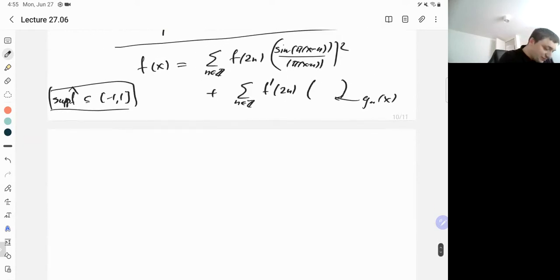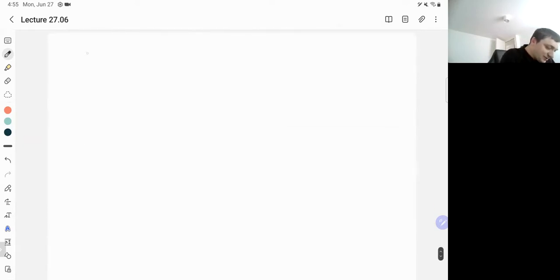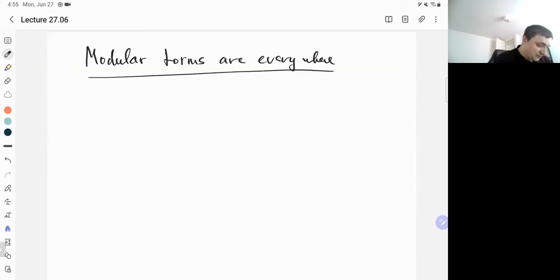But really, it's a very useful thing to remember, and it's something that I learned from my advisor, that modular forms are everywhere. So even if you're not interested in modular forms, and if you're familiar with them, of course, I won't tell you much, but if you have never seen them, it's always good to think about them.